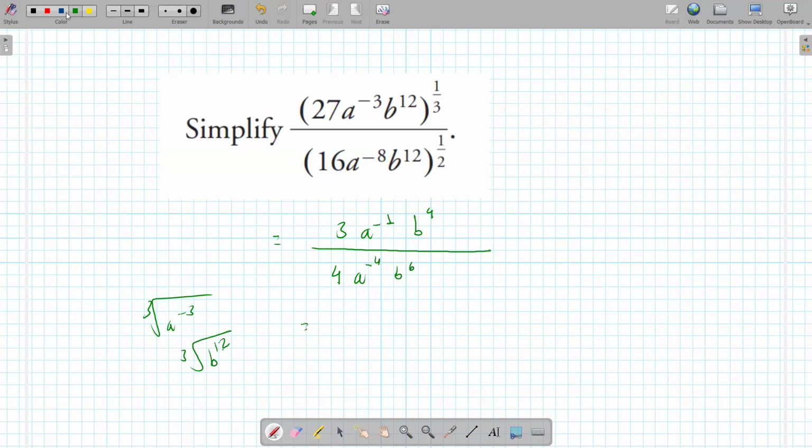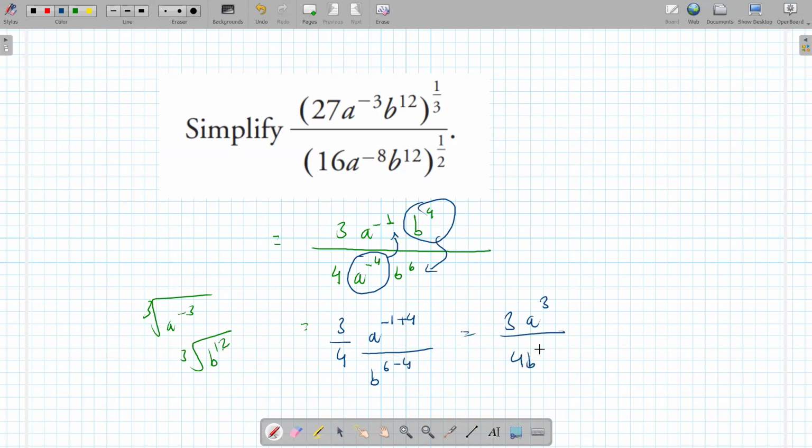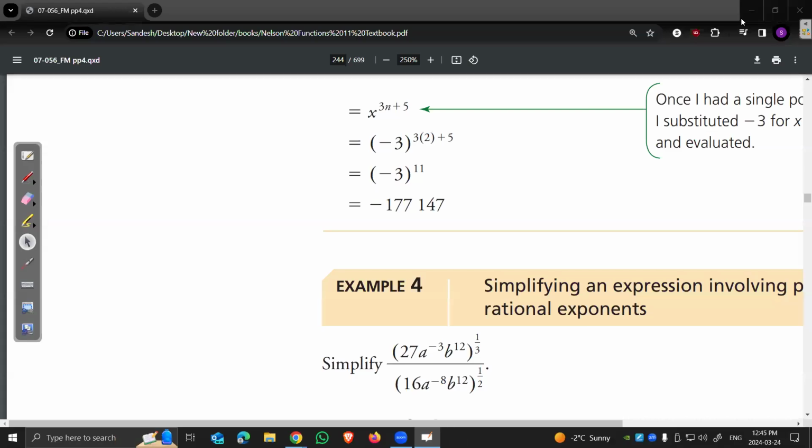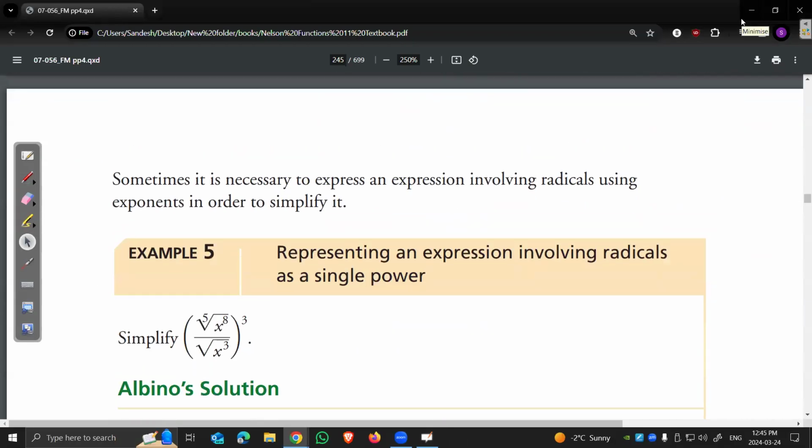So here, the numbers are by themselves, 3 over 4. We're going to throw this in the numerator to make it positive, so it becomes a negative 1 plus 4. And we're going to throw the b in the denominator to make the b's positive, so it'll be 6 minus 4 like that. So the final answer will be 3a^3 over 4b squared. And that's as far as you can go. And you're done. Pretty fun, right?